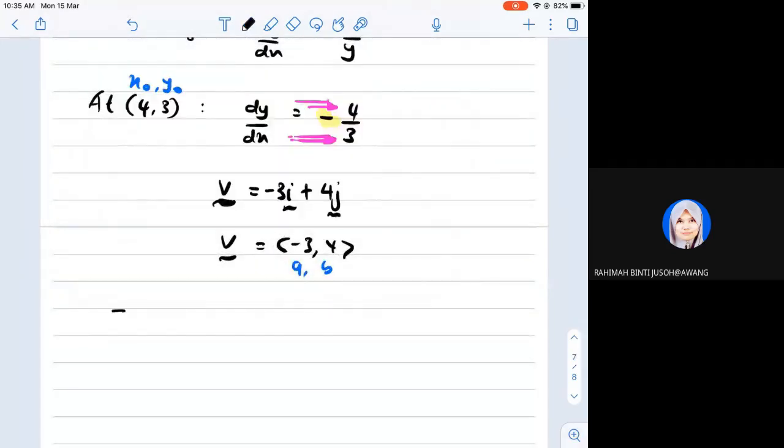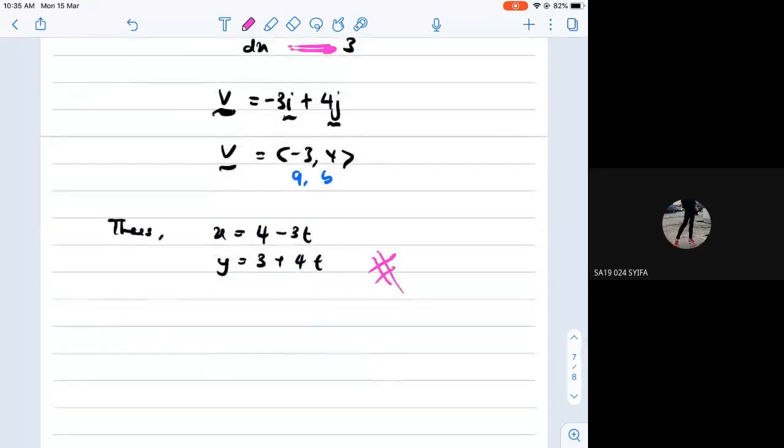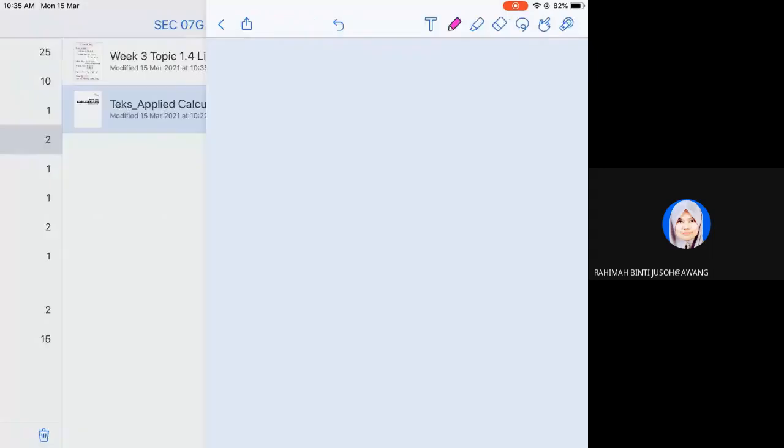Thus, the equation of the line, thus we will have x equals to x naught is 4, a is negative 3, so 4 minus 3t, and y equals to y naught is 3, and then b is 4, so 3 plus 4t. So that's it, that's the answer for this question. Understand? Yes. Okay, so let's try another question.